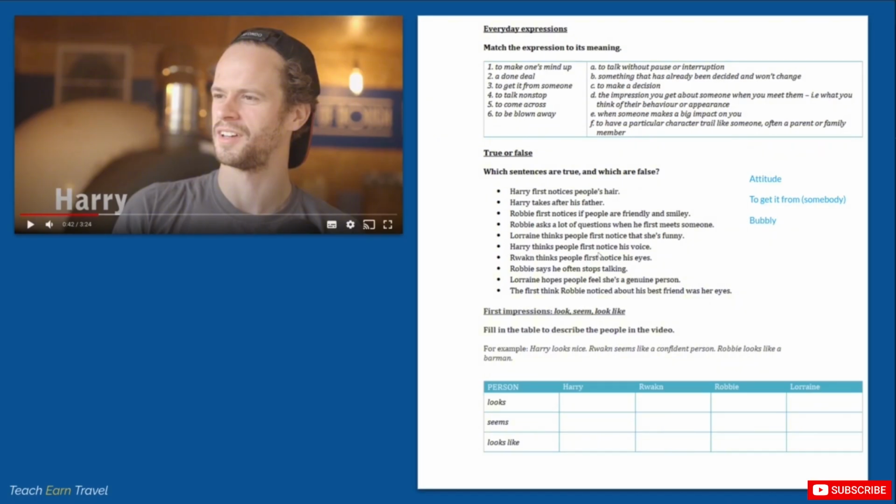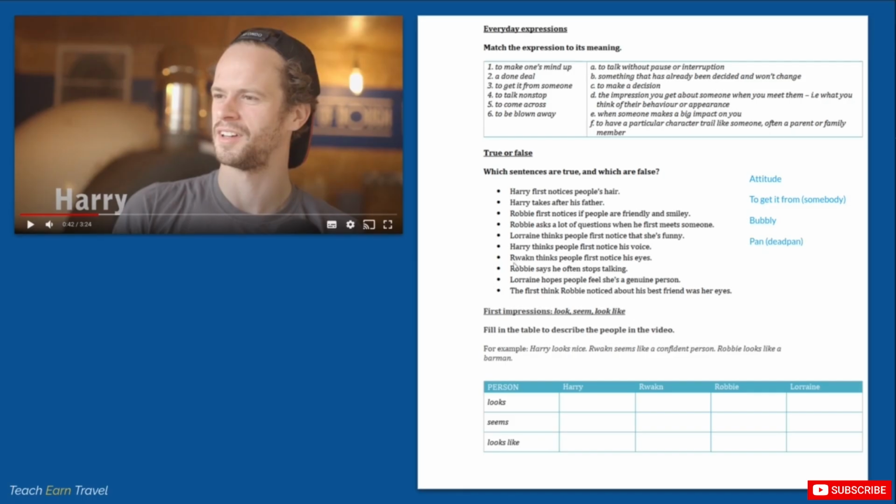And then again, here we look at the next one. Harry thinks people first notice his voice. I would be confident at this level they would know voice. But in his answer, he uses the word pan, connected to deadpan, as in a deadpan comedian, like monotone. I would be amazed at this level if they understood what the word pan or deadpan meant. So I would make a note of that also.